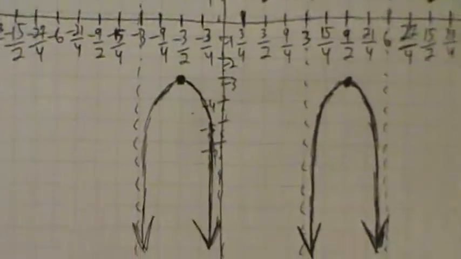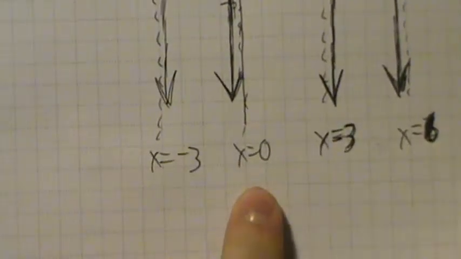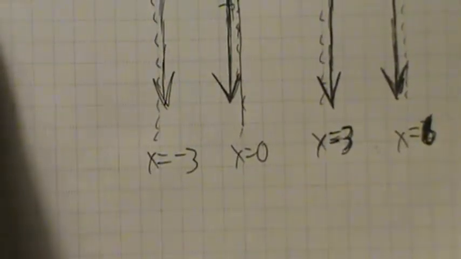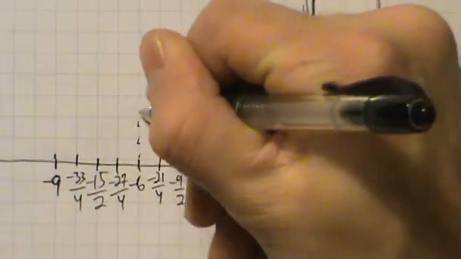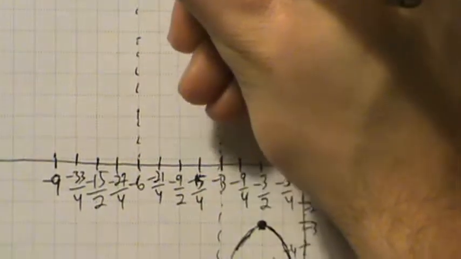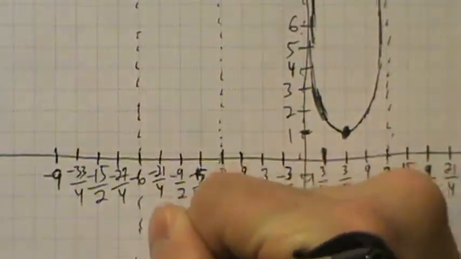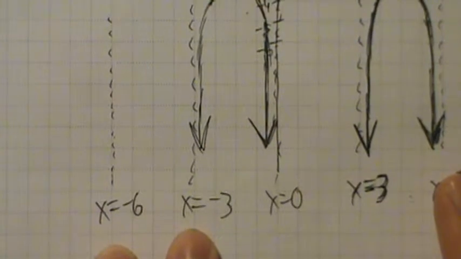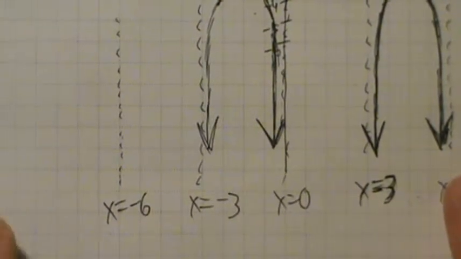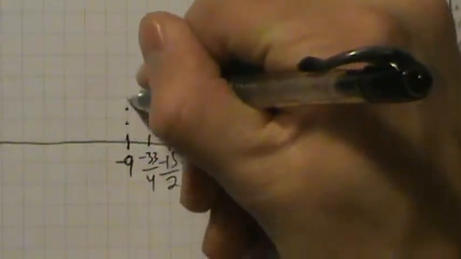So again, since there's an asymptote at x equals 0, if we go 6 units to the left, because the period is 6, we're going to have another vertical asymptote at x equals negative 6. Okay, x equals negative 6. And then here there's one at x equals negative 3. So if we go 6 units to the left, we're going to be at x equals negative 9, where there's another vertical asymptote because of the period.